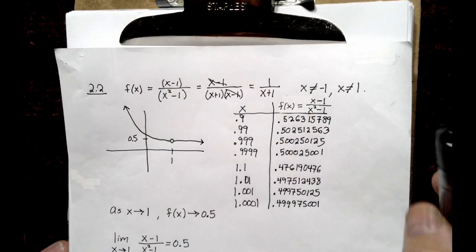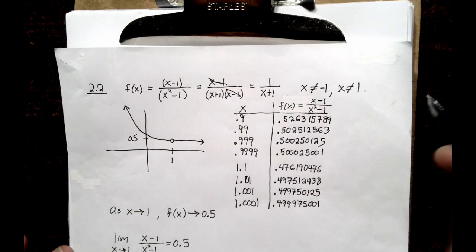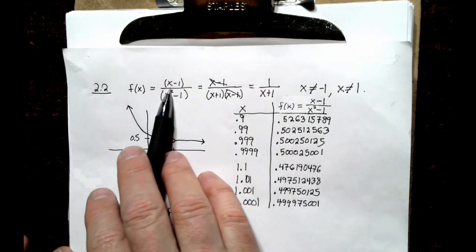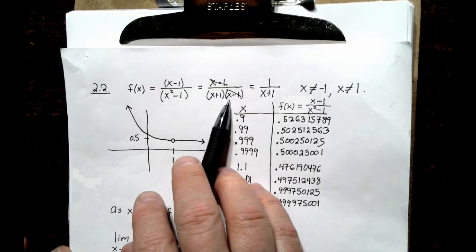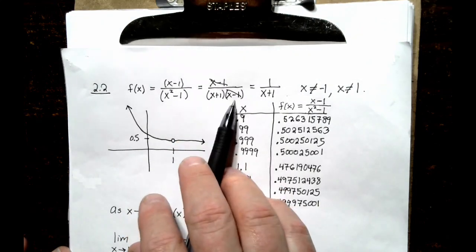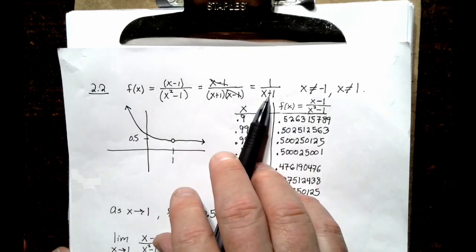Alright, this is section 2.2 where we introduce a new topic called the limit. So we first talk about a function (x minus 1) over (x squared minus 1). If you factor the denominator, you see that the numerator and denominator have a common factor that you can cancel, and you're left with this guy here.